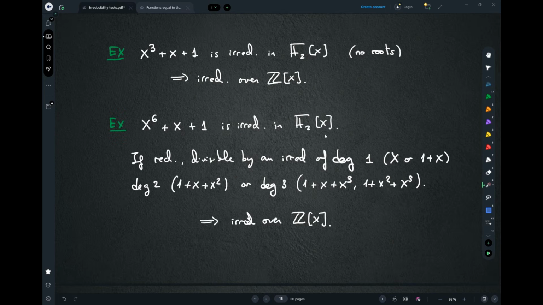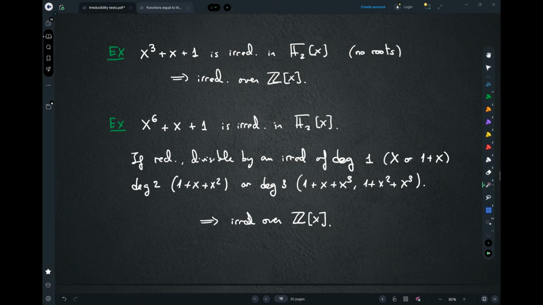So for example, take the polynomial x cubed plus x plus 1 over the integers. I want to prove the irreducibility, so I can reduce modulo 2 and check there are no roots. This is a degree 3 polynomial, and I can show that it's irreducible modulo 2, and therefore is irreducible over the integers. How about x to the 6 plus x plus 1?